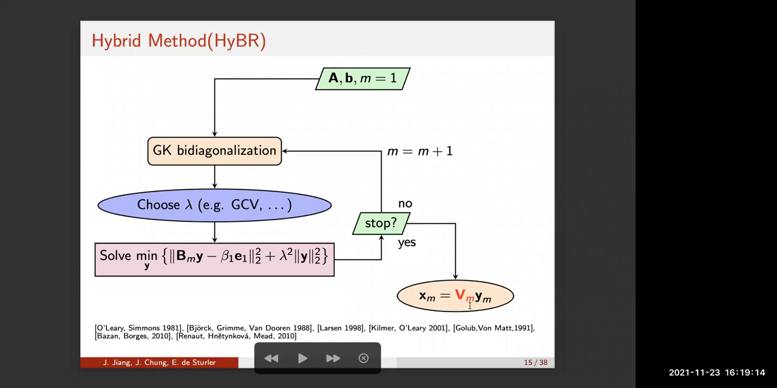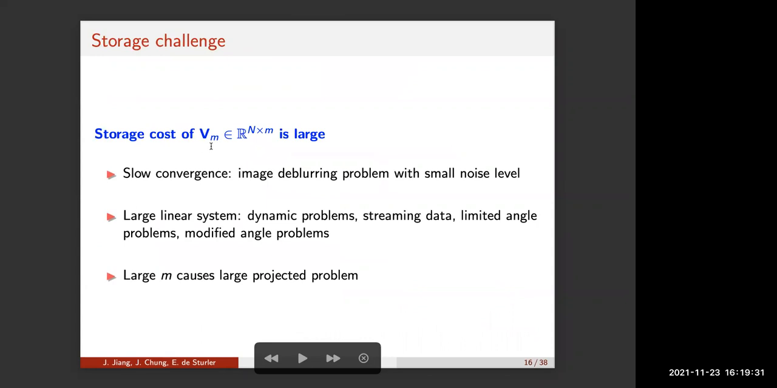So here, although the number of columns is related to the number of iterations, the number of columns of V is a small m, but the number of rows of V is related to the size of the original problem. Here we can see the size of V_m is capital N times m, and the capital N will be very large. Capital N is the same as the length of the solution of the original problem. So there are many cases in which the storage cost of V_m will be very large.